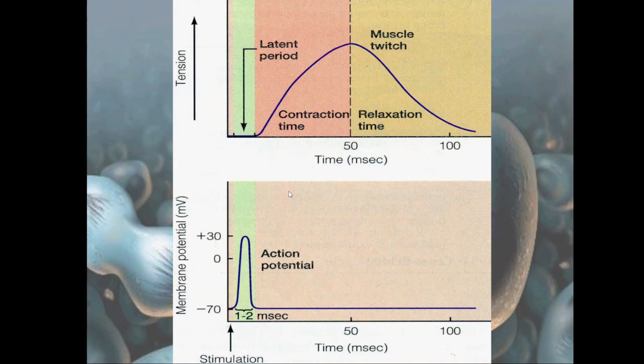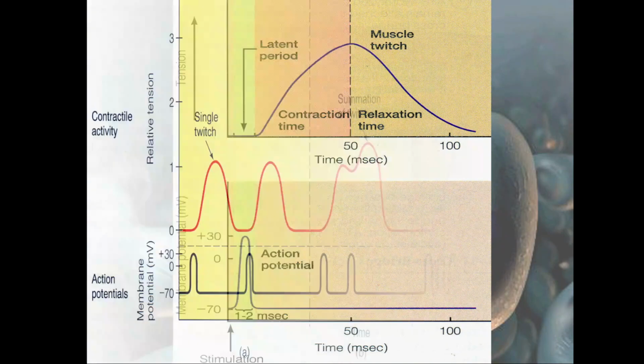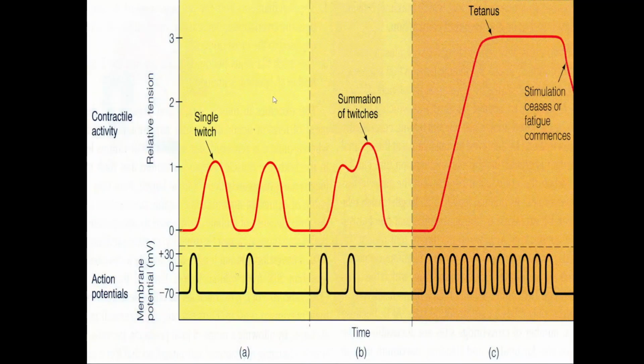Skeletal muscles receive a number of nerve impulses, not single signals, from the central nervous system. The result is intense and continuous contraction of the muscle, which is called tetanic contraction. Look here, or tetanus. The tetanus or tetanic contraction is the result of summation of single twitches.